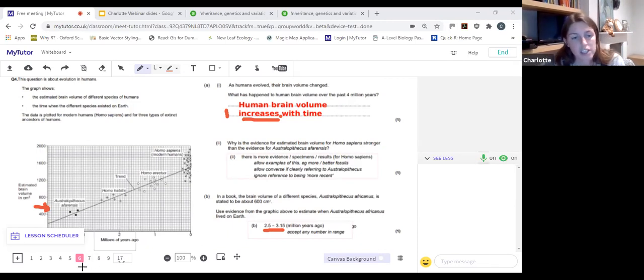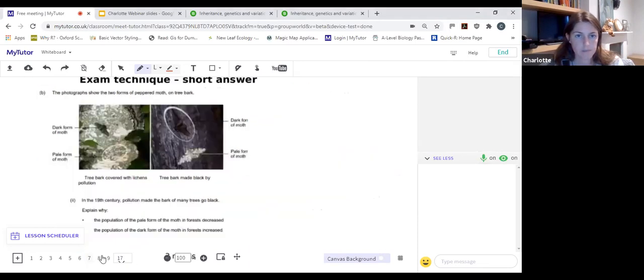Okay, so that's questions with graphs. Now we're moving on to short answer questions again. So these are short answer questions, but I've tried to pick kind of 2 or 3 markers here. So this is where your sentences come in. Before we had 1 mark questions. Okay, so here I've used an example that we kind of talked about yesterday, I think, the peppered moth.